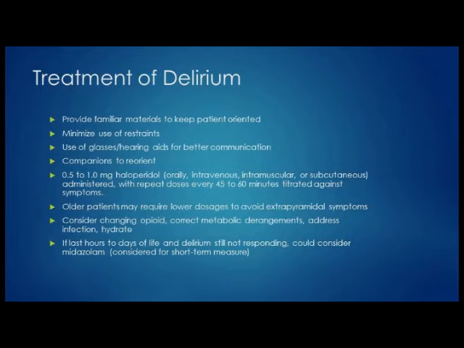Haldol seems to be better in cases of delirium than Ativan, and there are standard dosages that can be given for Haldol, but older patients actually may require lower dosages. And then consider changing the opioid if the patient continues to be delirious, or correct the metabolic derangements, address infection, and continue to hydrate the patient. You also can consider midazolam for a short-term measure in the last hours to days of life, especially if the delirium is not responding.